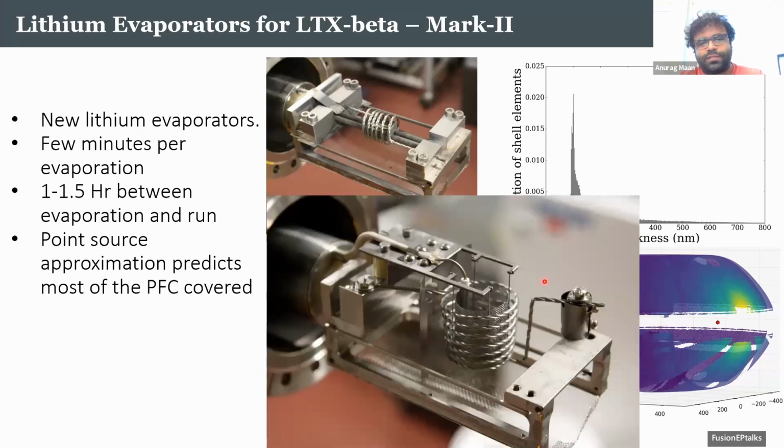So to fight that, we modified the design. The basket is now taller, can take much more lithium, and these structural blocks in the front have been completely eliminated. There's also a tangent reflector in the back that can improve our coverage.